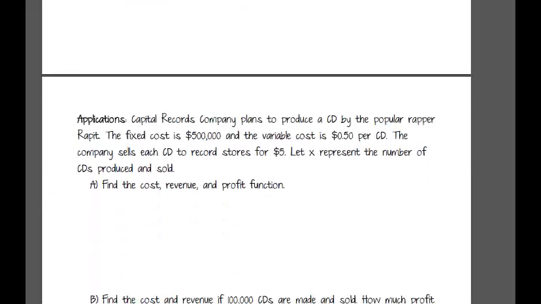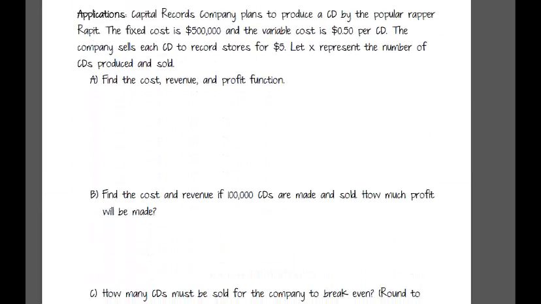All right, so here we have an application. Capitol Records Company plans to produce a CD by the popular rapper Rap-It. The fixed cost is $500,000, and the variable cost is 50 cents per CD. The company sells each CD to record stores for $5. Let X represent the number of CDs produced and sold. They want us to find the cost, revenue, and profit function.